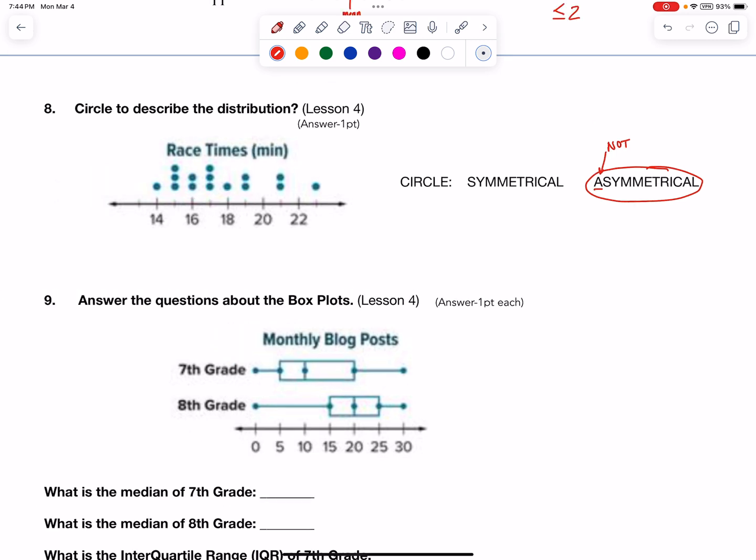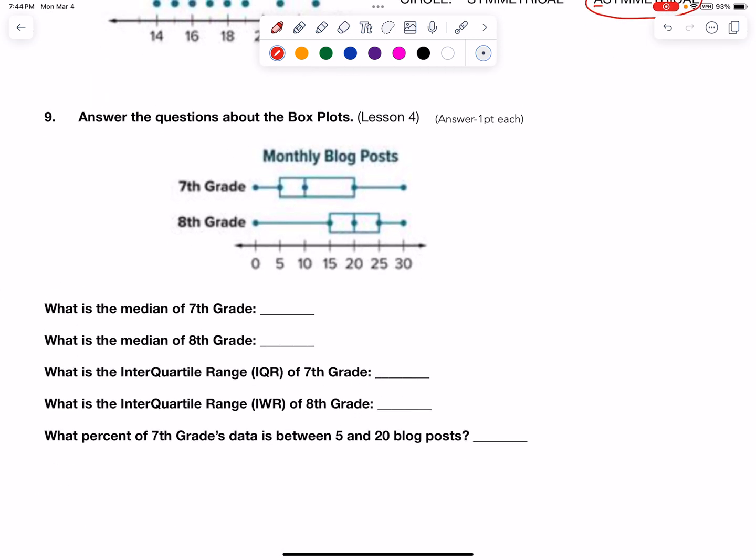Okay, all right. Let's take a look at number 9 for lesson 4. This is analyzing double box plots that are stacked on each other like this. So let's go ahead and answer some of the questions and see how you are analyzing box plots. So what is the median? Remember, median means the middle piece of data. So the median of 7th grade is at 10. Here's the median. What's the median of 8th grade? That's at 20. What is the IQR, interquartile range, of 7th grade?